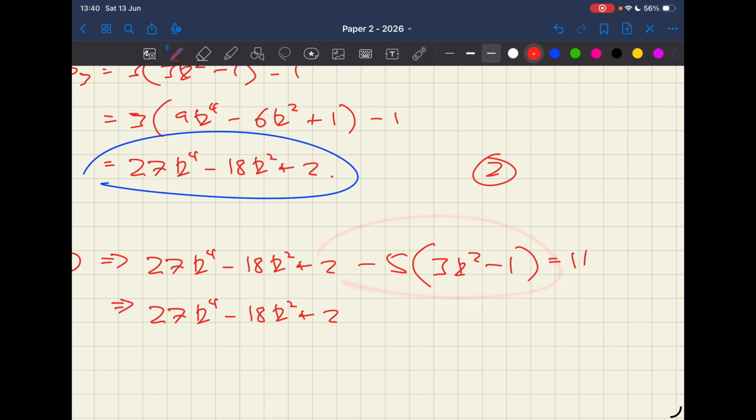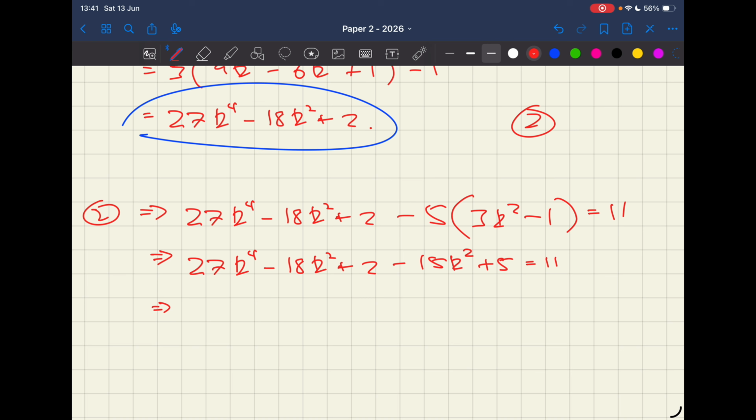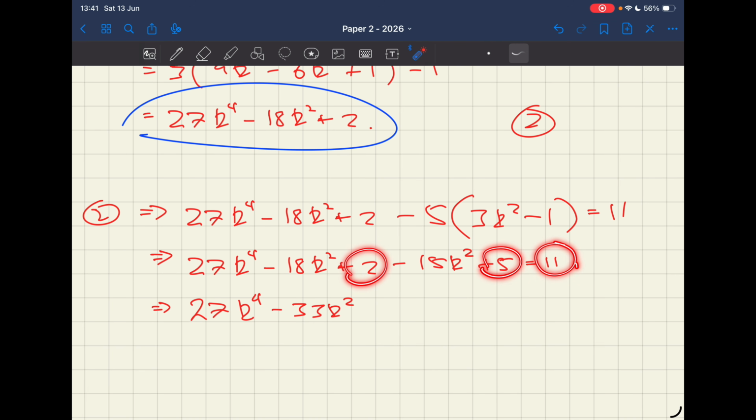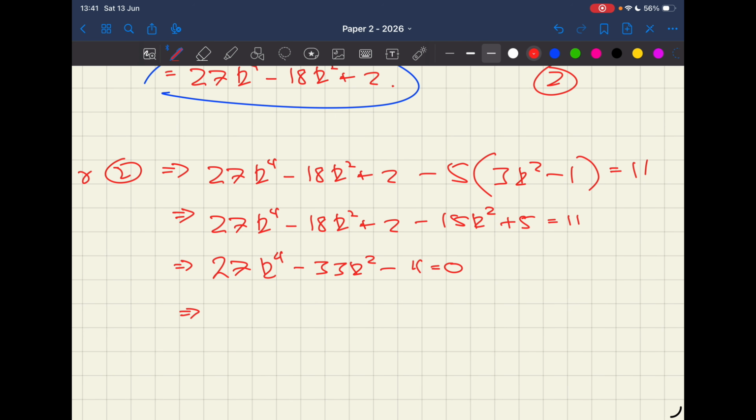This bracket, let's expand it out. I've got minus 15k squared plus a 5 equals 11. Collect some like terms. So I've got 27k to the 4. It's going to be minus 33k squared. And I've got 7 take 11 is minus 4. Does that match up? 27 minus 33 minus 4 looks good to me. From here then it's a quadratic. Yeah, I know it's to the 4 and 2, but it's still a quadratic in k squared.